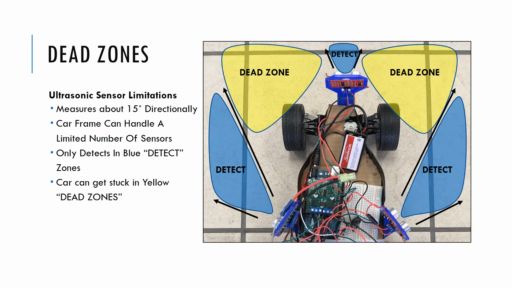These dead zones, if you look on the picture, it's able to detect in the blue areas and cannot detect anything in the yellow areas. That's because the sensors measure about 15 degrees directionally, and the car frame can only handle a limited number of sensors, and so we can't put as many as we would like on the car to get it to operate the way we would like.